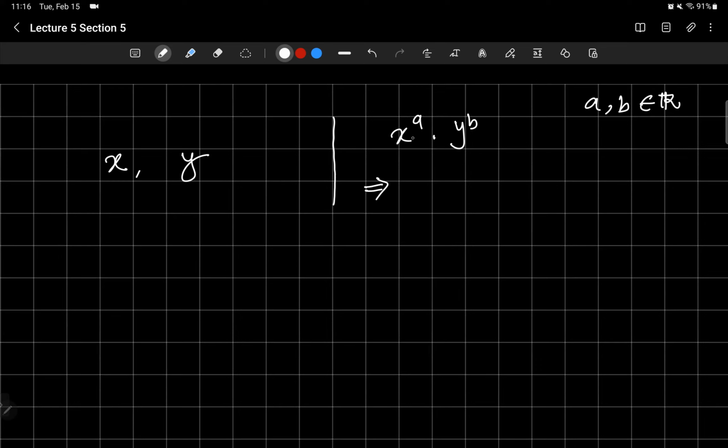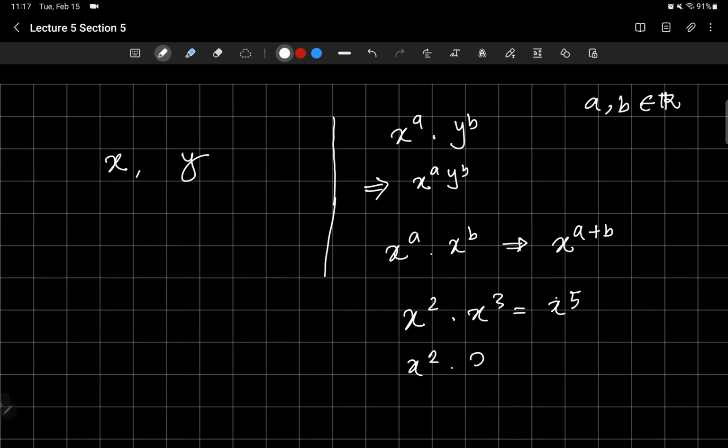Then if this is true, x to the power a times y to the power b, we can write this expression as just x to the power a times y to the power b, right? But what if I write x to the power a times x to the power b? In that case, you can write it as x to the power a plus b. If there's a minus sign, b can belong to the real numbers, so b can be negative, right? For example, x to the power minus 3 is just 2 minus 3, and you'll have minus 1.